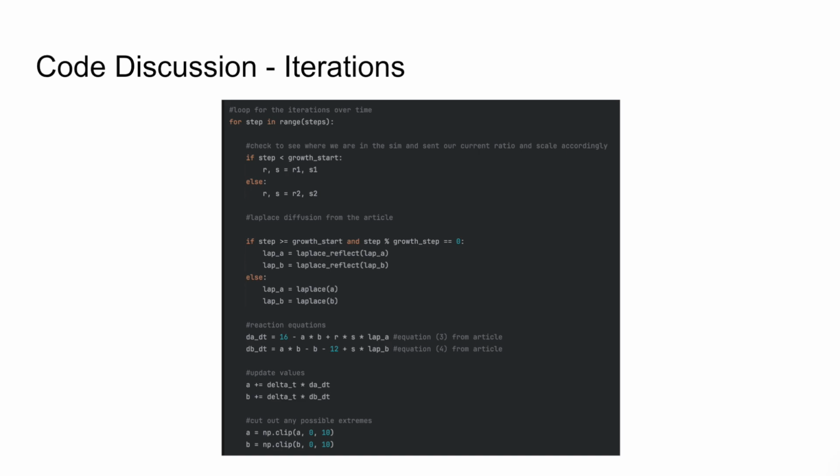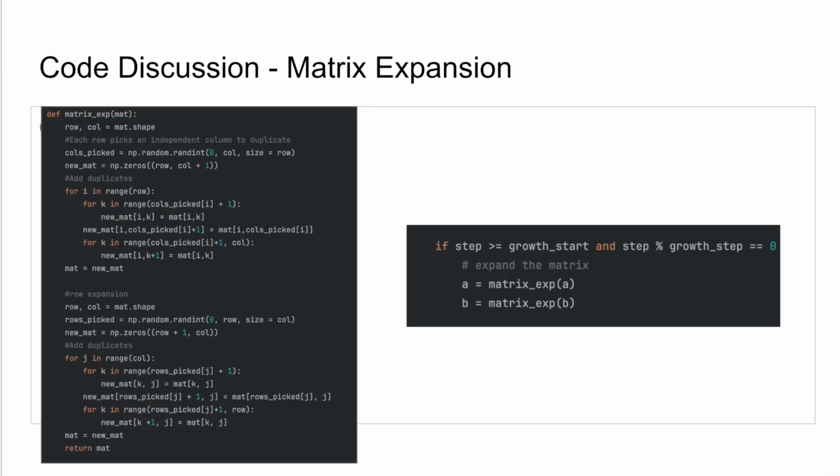Then the matrices containing each chemical are updated with their new values, and any extreme values outside the data range are cut out. For the tree frog and squirrel model, we used matrix expansion to force the stripes to develop in phase 1, and then expanded with the growth during phase 2. During our simulation, we checked to see if the model has made it past the specified number of iterations for the first phase, and if so, we expand the matrix during each growth step.